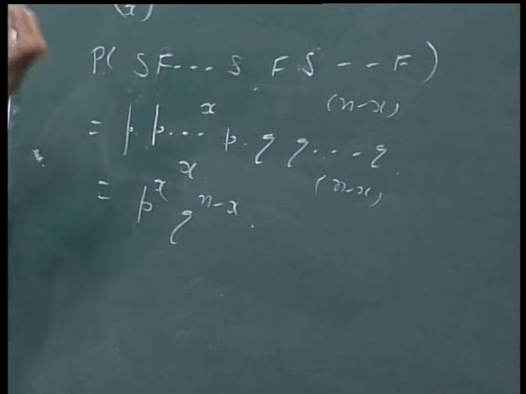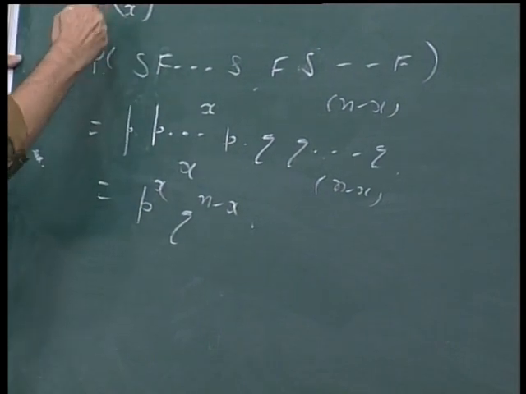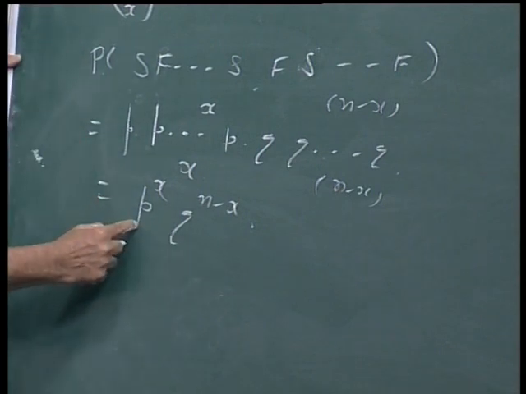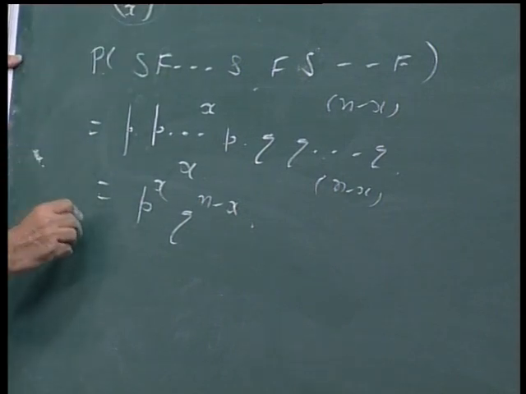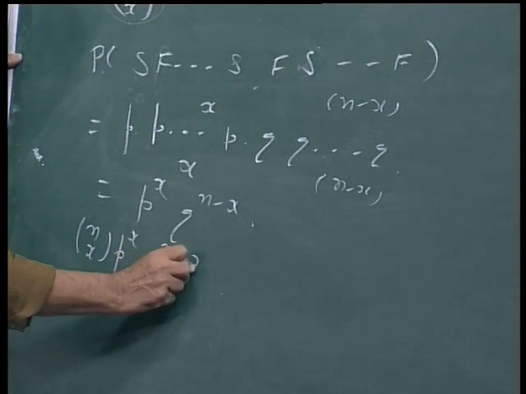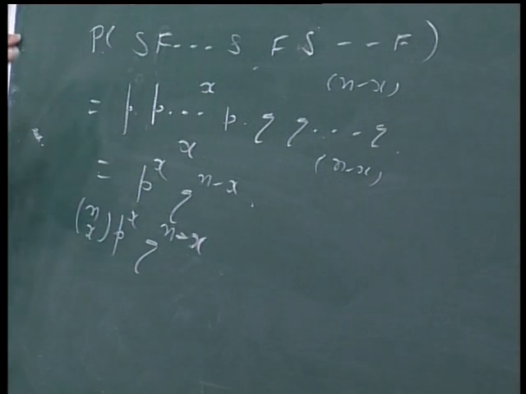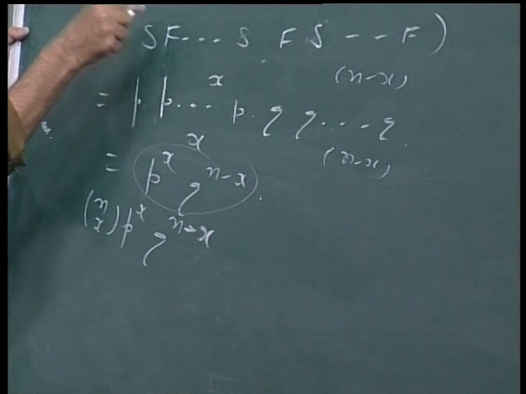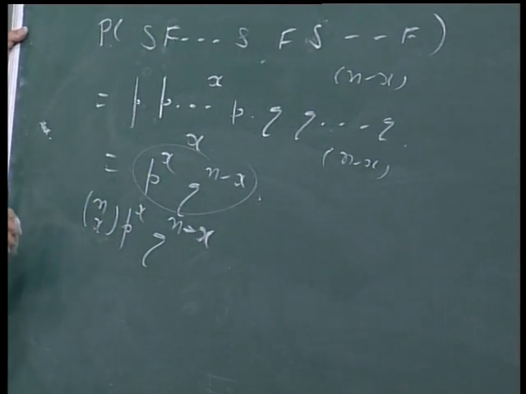Now either x successes can occur in this way or the previous way. Or means addition. So every time the probability is the same, and or means addition, so it will be added how many times? nCx times. Ultimately that becomes nCx P raised to x Q raised to n minus x. This is the probability of exactly x successes in any order. This was the probability of x successes in a specific order. This is the probability of x successes in n trials in any order.